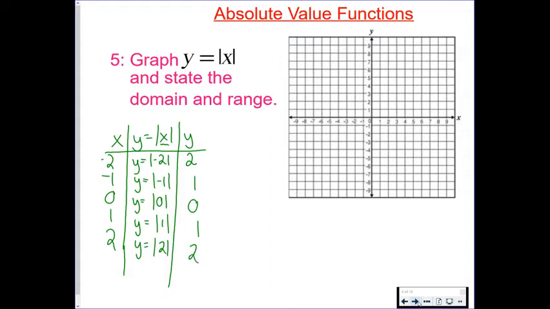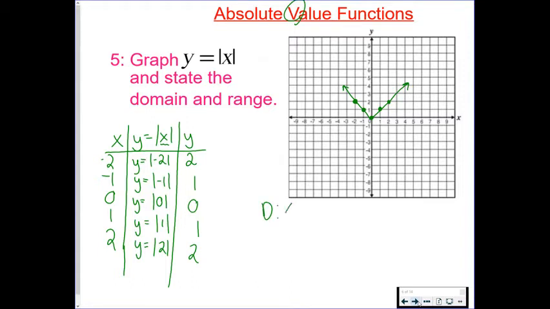Now I've got my list. Let's go plot them. -2, 2. -1, 1. 0, 0. 1, 1. 2, 2. Then connect my dots together. On this one, you'll notice it makes a V shape for absolute value. That's a way you can remember what the shape of this graph looks like. Absolute values have a V in the name, so they make a V shape.